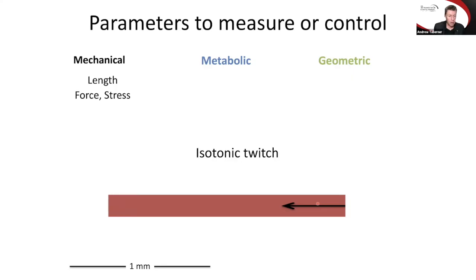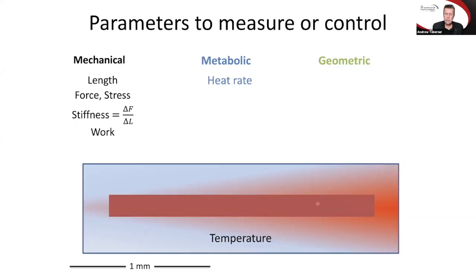On the other hand, we might want to produce an isotonic twitch, and that's when we adjust the length of the muscle so that the force that it is driving against or producing remains constant as we electrically excite it. We can measure stiffness by wiggling one end of the muscle and watching the resulting change of force at the other end. And we can also control work, which I'll describe shortly. Now, in terms of the metabolic parameters of the heart, we would like to know how much energy it is wasting. And so to do that, we measure the heat rate.